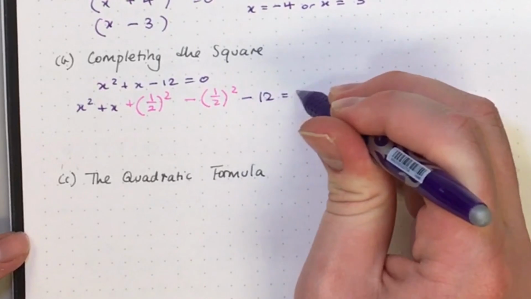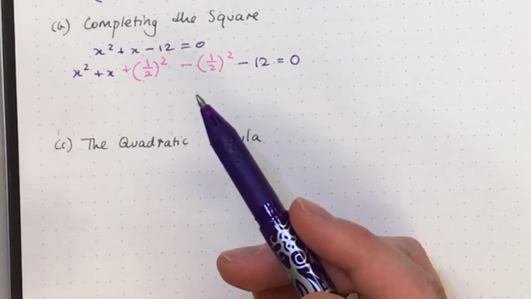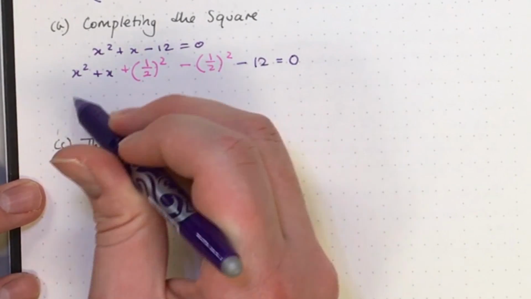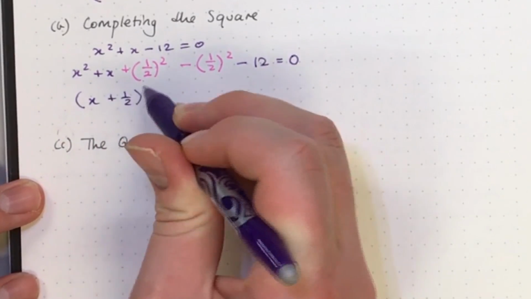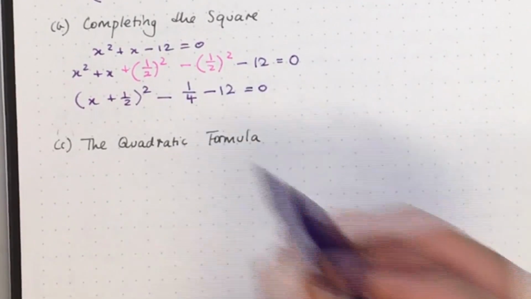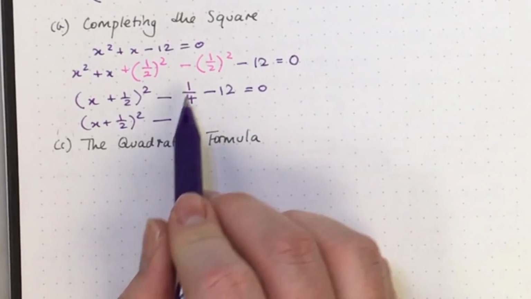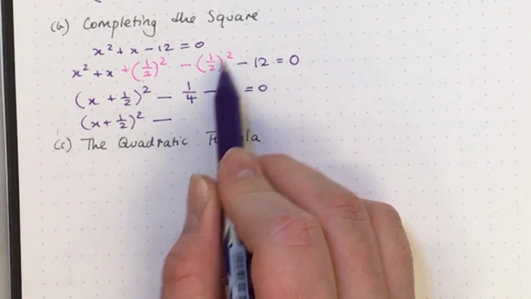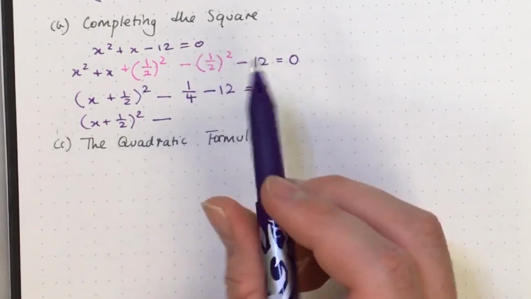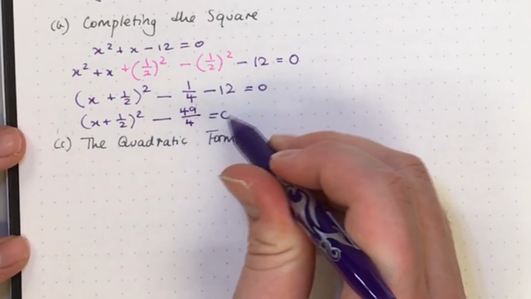Minus 12 equals 0. So you remember, this was that plus and minus thing that I was talking about when we were doing completing the square. So this now becomes x plus 1/2 all squared minus 1/4 minus 12 equals 0. Because 1/2 squared would be 1/4. So negative 1/4 minus 12 would end up becoming negative 49 over 4 equals 0.